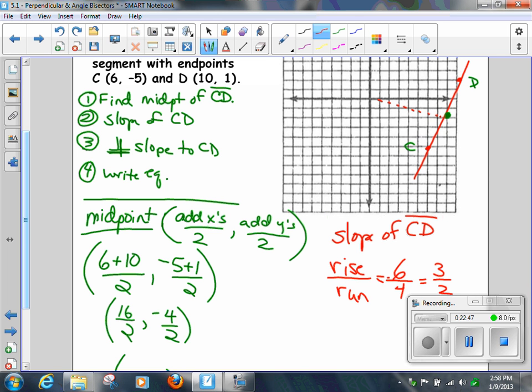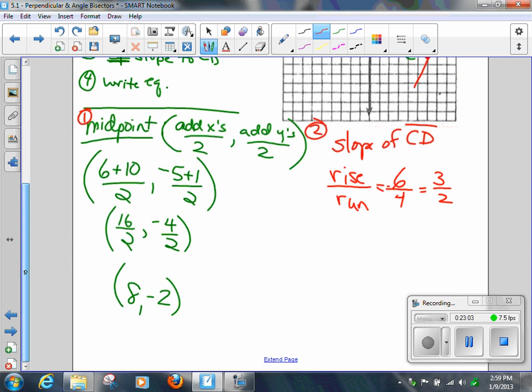Any 2 points should give you 3/2, okay? All right, here we go. We've got the slope, so we've got the first part finished, second part finished. Now, if the slope of CD is 3/2, then the slope of the line perpendicular, remember, is the opposite reciprocal. Flip it over, change it to its opposite, so it's -2/3.